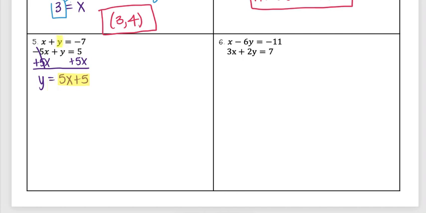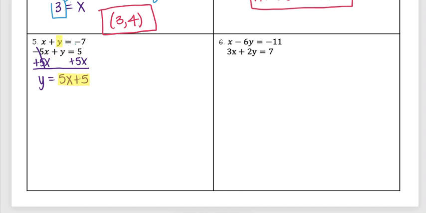So it's really important to use the equation you didn't use, otherwise you're not going to get anywhere. If I plug in 5x plus 5 into my second equation, I'm just going to end up with 5 equals 5. And I don't want that. I want to find my value for my variables. So I'm going to plug it into the equation I didn't use.